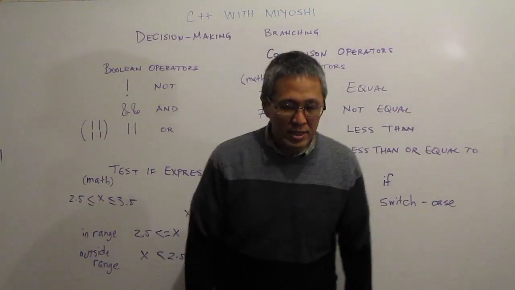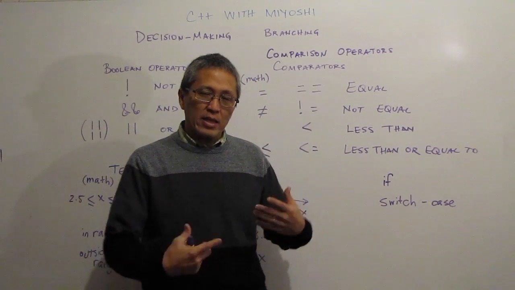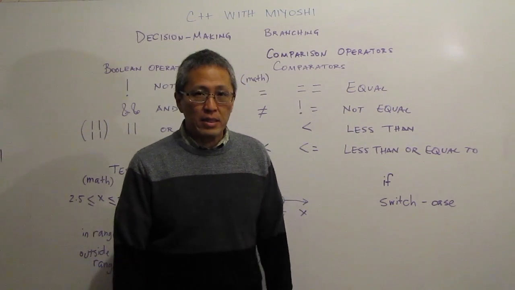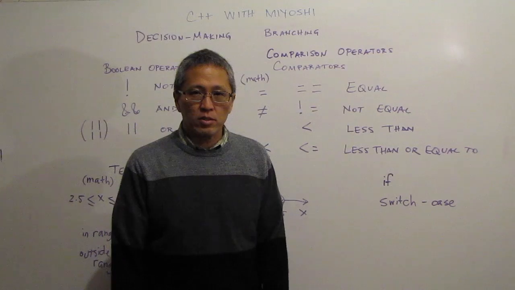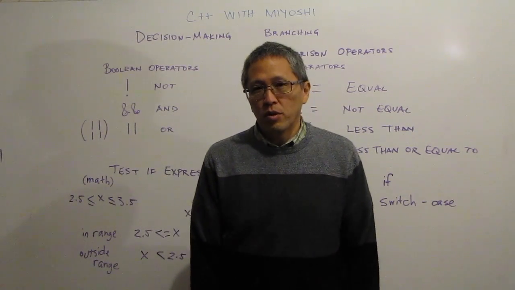So, decision making: we want to evaluate expressions like that to see if they're true. And that if, I keep saying if, that is one of the ways we're going to find out how to make decisions. And the other way is this thing called the switch case. And I'll talk about those more as we come back to more C++ with Miyoshi.